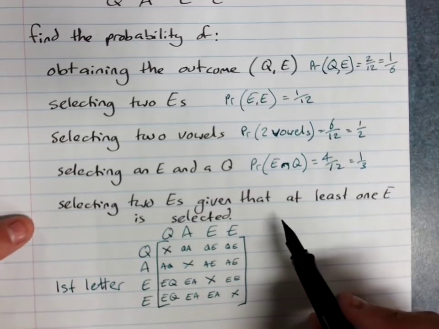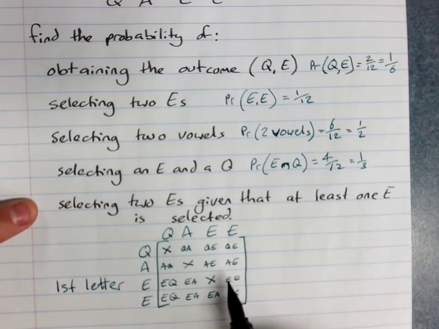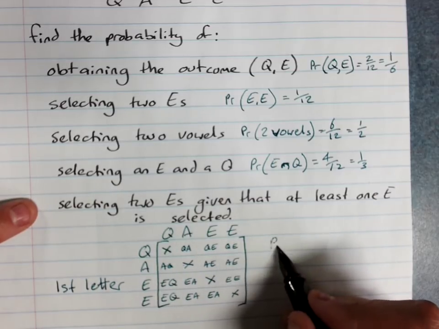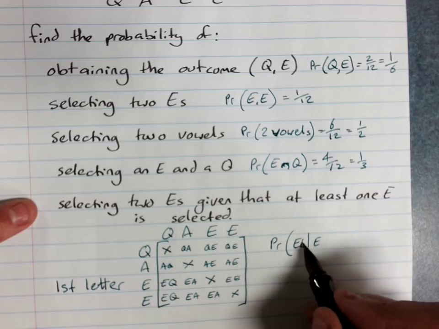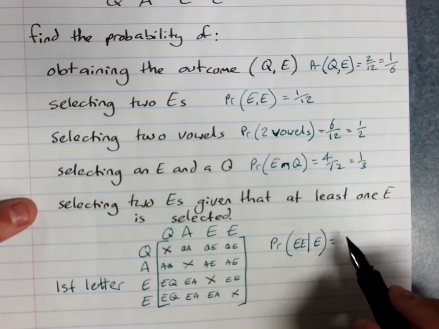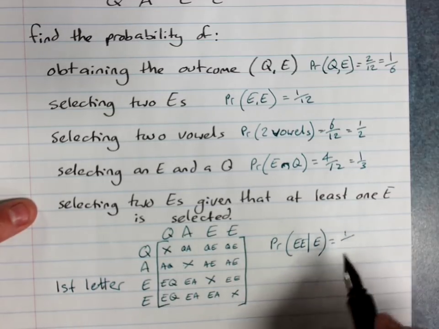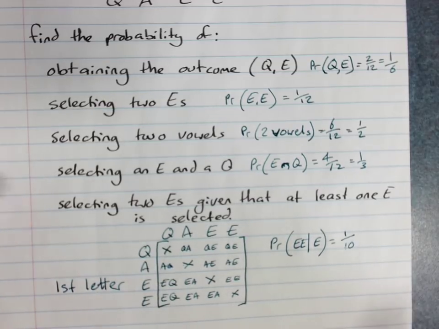And the last one's conditional as well, selecting 2 E's given that at least 1 E is selected. So you're only taking this out of the options where there are E's, 1, 2, 3, 4, 5, 6, 7, 8, 9, 10. Probability of 2 E's given 1 E is 1 out of, what did I say, 1, 2, 3, 4, 5, 6, 7, 8, 9, 10. Sorry about that.